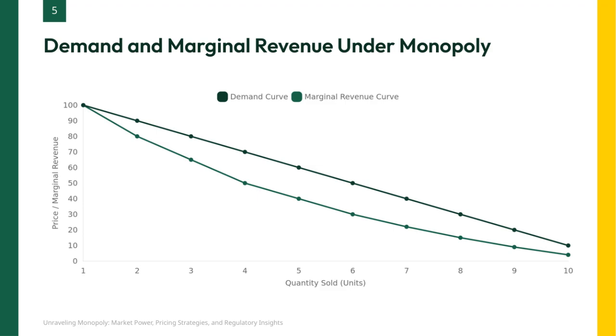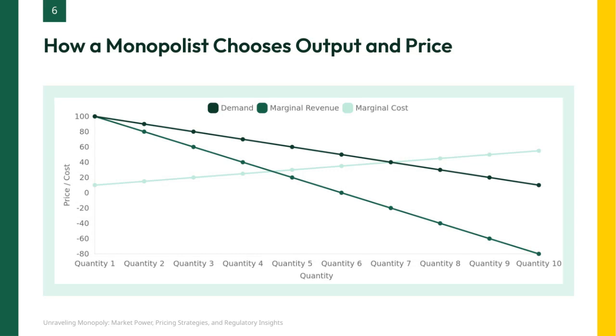highlighting one of the key inefficiencies of monopolies. Here we see how a monopolist decides on the output level and the corresponding price. The chart plots demand, marginal revenue, and marginal cost against quantity. Notice that the demand curve shows the price consumers are willing to pay for each quantity. The marginal revenue curve drops twice as fast, reflecting the fact that to sell more units, the monopolist must lower the price on all units sold.